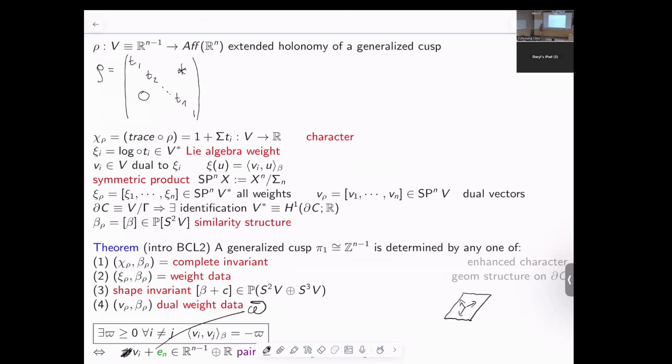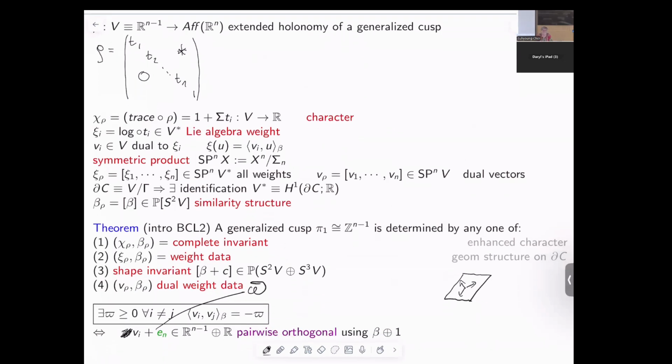Why that happens, I do not know. It just comes out of the calculations that that's what's going on. Okay, so there are different sets of data to describe a generalized cusp. Are there any questions on that?